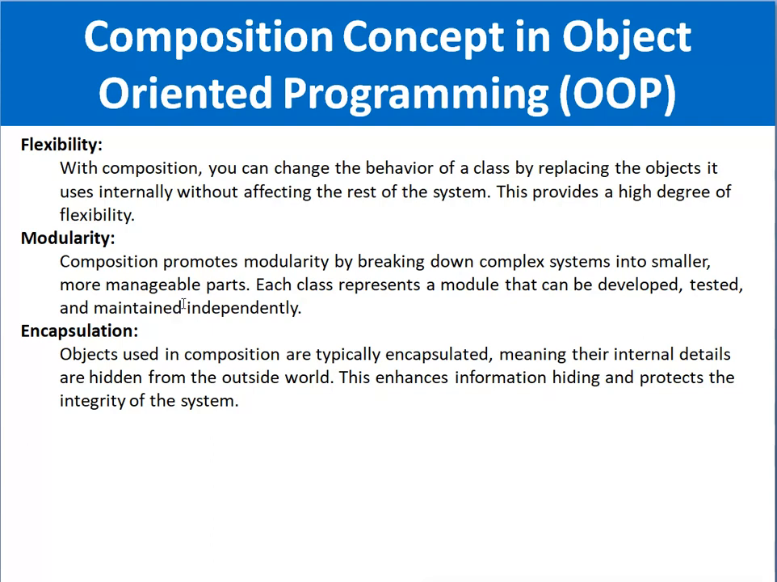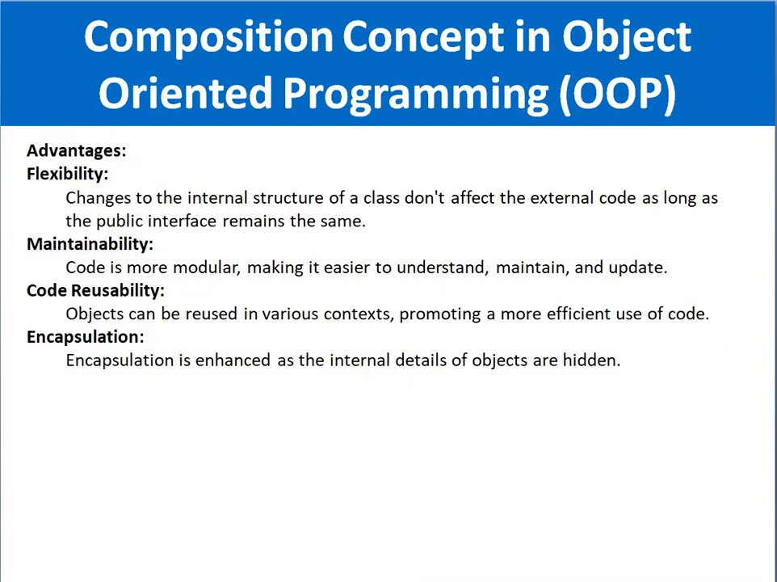Encapsulation means that the internal detail of the class is hidden from the outside world. You just have a has-a relationship with the classes, and this enhances information hiding and protects the integrity of the system as well. Advantages: flexibility is the biggest advantage. That means changes to the internal structure of a class don't affect the external code as long as the public interface remains the same. So the class which has a relationship will not be affected.